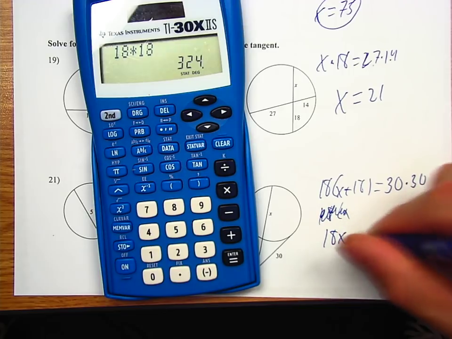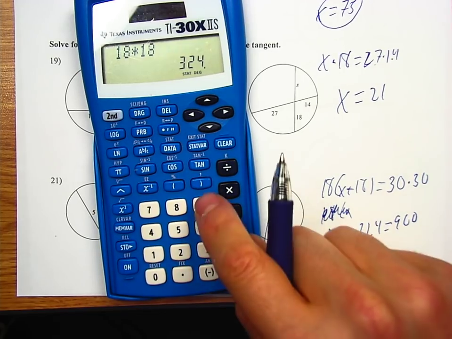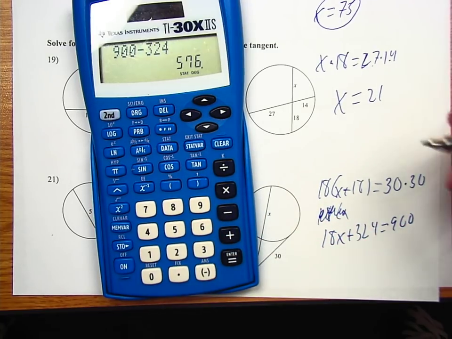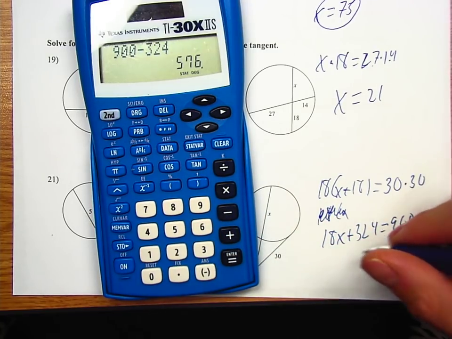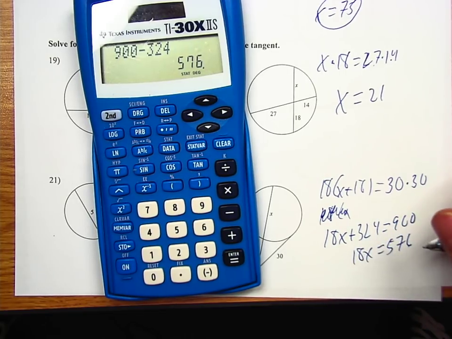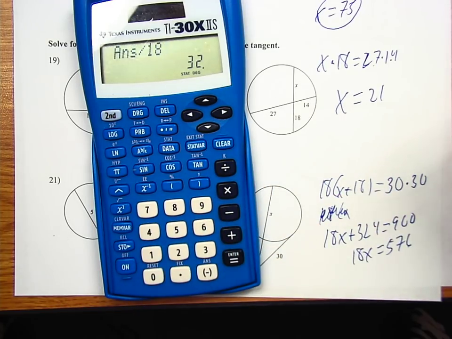So you're going to say 18x plus 324 equals 900. And you're going to take 900 minus 324, and you're going to get 576. And you're going to divide that number by 18 again to get the proper answer of 32.